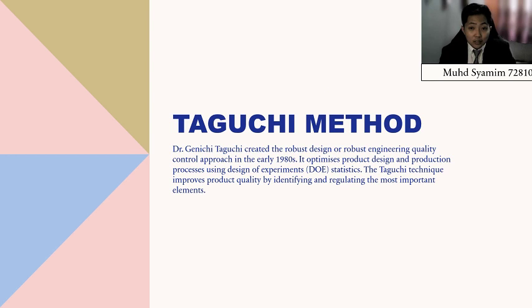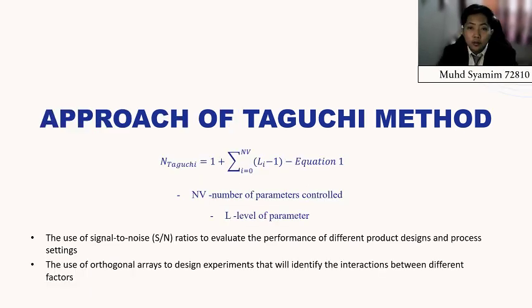Taguchi method is a quality control approach that was designed and created by Dr. Genichi Taguchi in the 1980s to optimize product design and production process by implementing design of experiment statistics. In the approach of the Taguchi method, here is the equation that will be used to determine the design of experiment trials, or the number of experiments that need to be carried out.